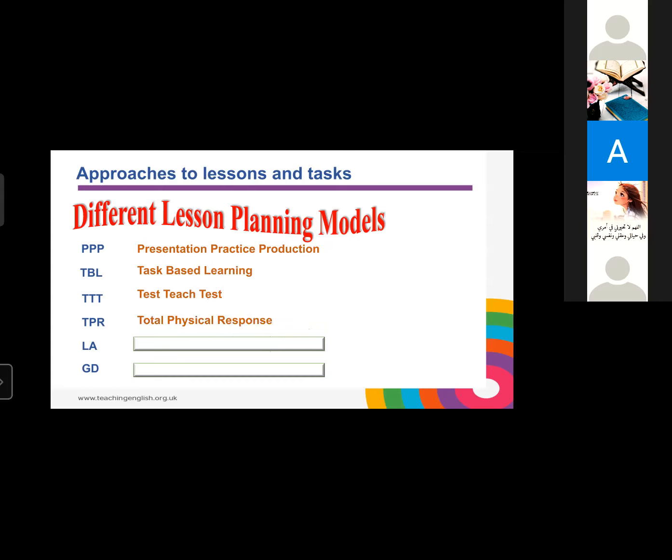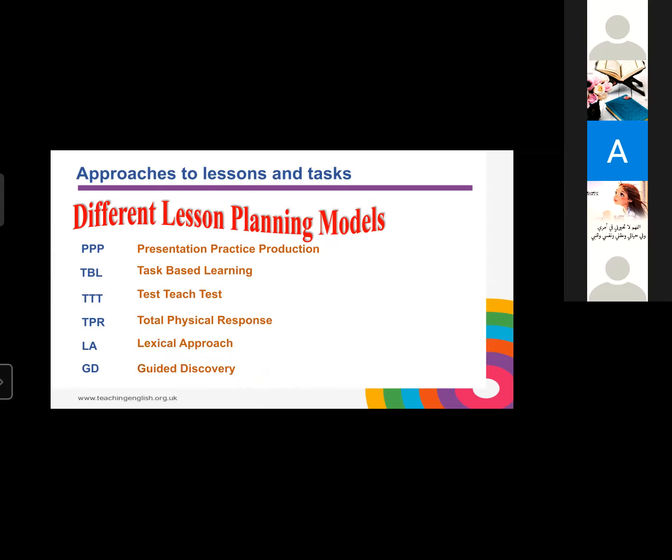Yes, total physical response. Who is doing the task in TPR? The students, of course. So is it a teacher-centered or a learner-centered approach? A learner-centered approach, of course. What about LA? Lexical approach. It depends on dividing the task into pieces or small parts. What about GD? Guided discovery.